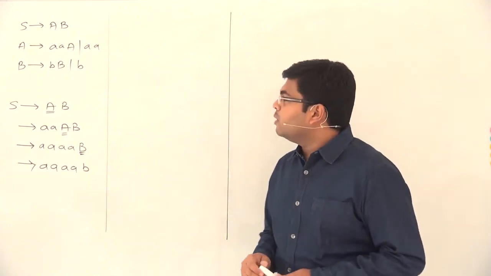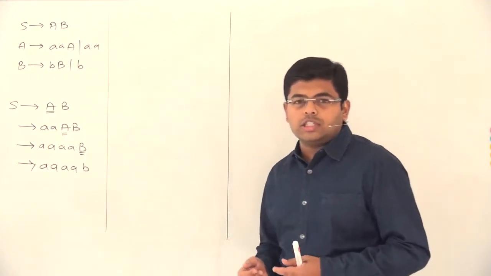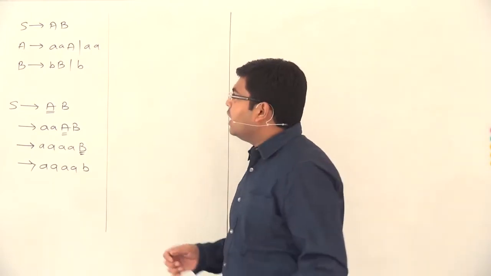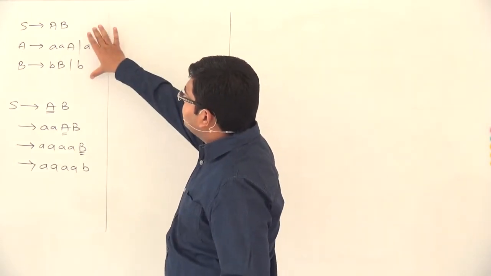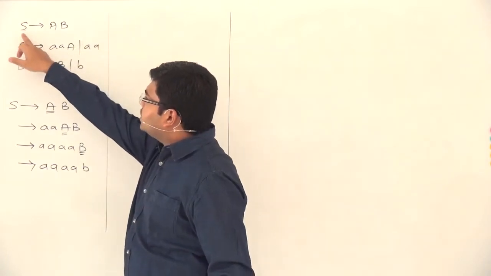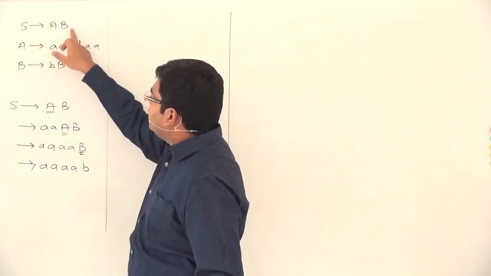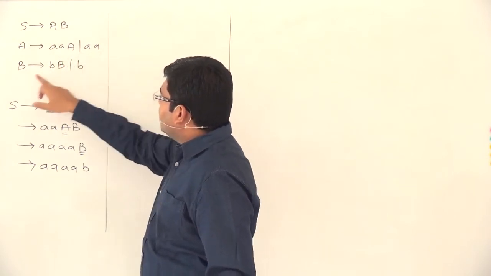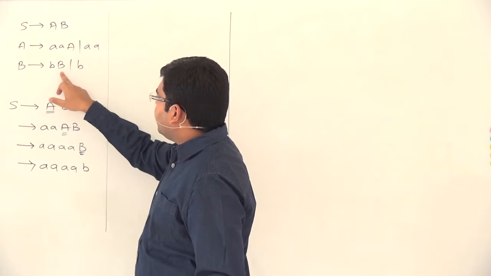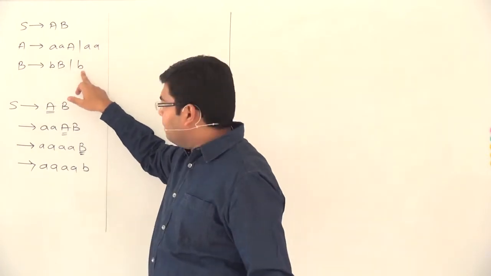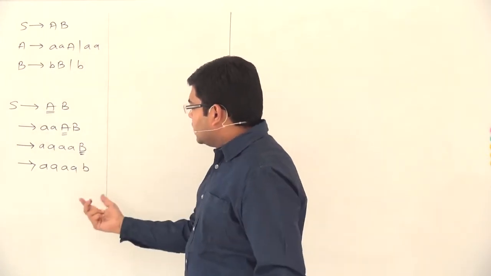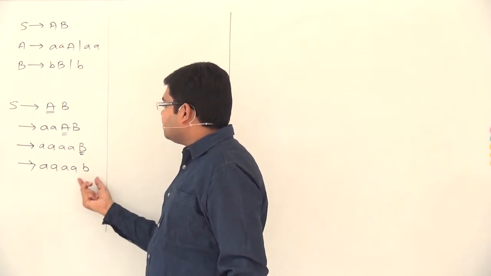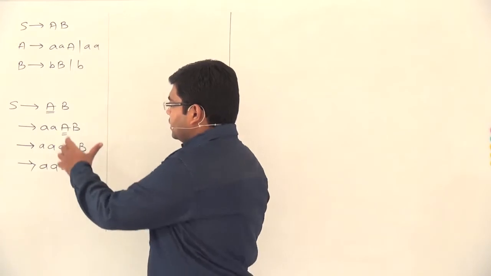In this session, we will be looking at derivations, leftmost derivations, rightmost derivations, and derivation trees. For that, we will consider a simple example wherein S is the start symbol, S produces AB, A produces AA or a, then B produces Bb or simply b. And let's consider a simple string belonging to this language, aab, and the derivation.